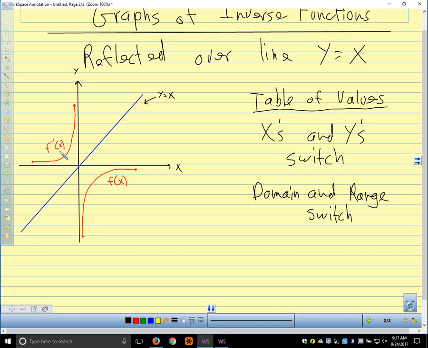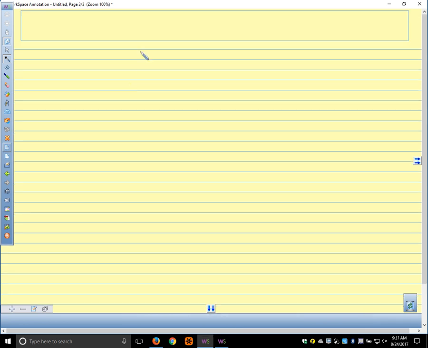All right, so inverse functions have important properties. That's what we're going to talk about next. So, one-to-one functions.